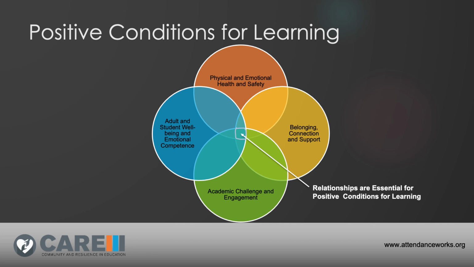The other three folks might not necessarily have thought of, or not thought of the significance that these conditions play in student achievement and learning. So the other three areas are the adult and the student well-being and emotional competence. So this takes into account our teachers, our administrators, our support staff, our students, as well as our families. And so when we have healthy well-being and strong emotional competence, that's a positive condition for student learning.